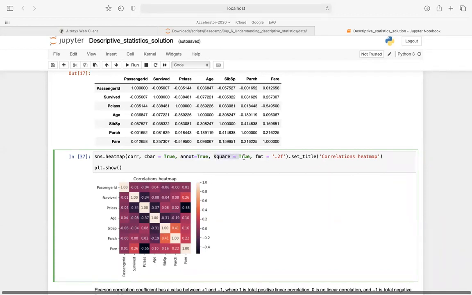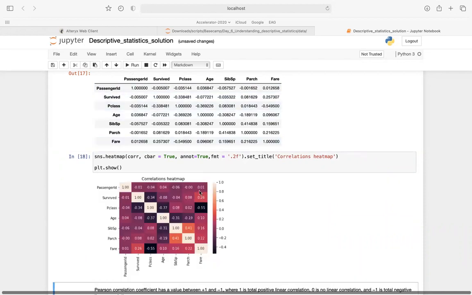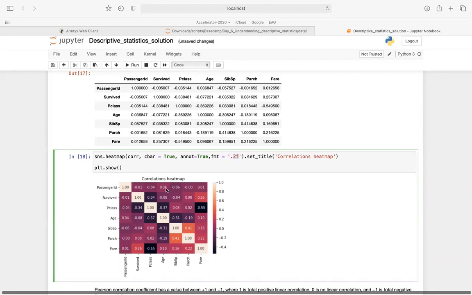Okay. Squared true, because I'm getting this image in the square. If I remove this, that's okay. If I remove this as well, if I run it, I don't get a square, right? It's not a perfect square. It's just more relaxed plot that I see. Next argument is FMT, which stands for format. And I'm just saying 0.2 fraction point. So I'm getting 0.2 decimal numbers everywhere.